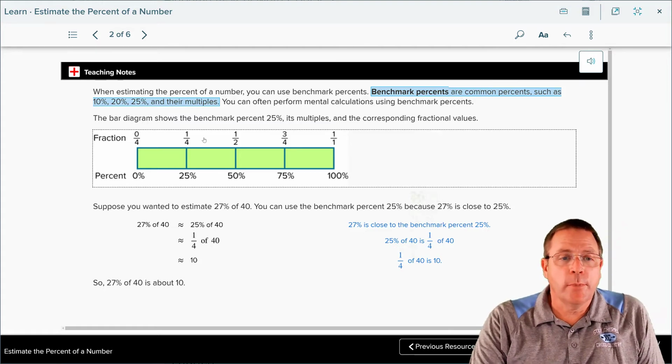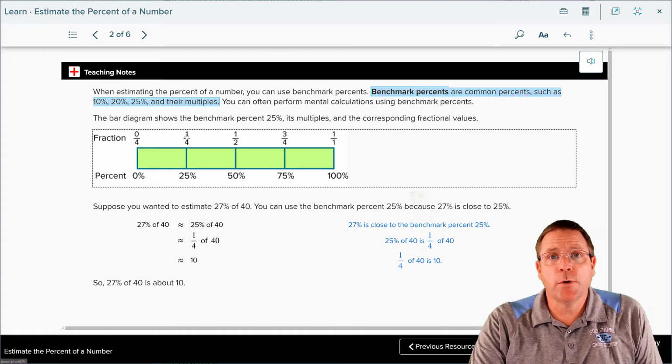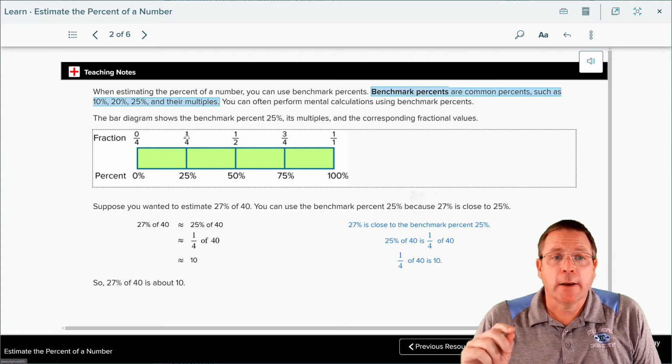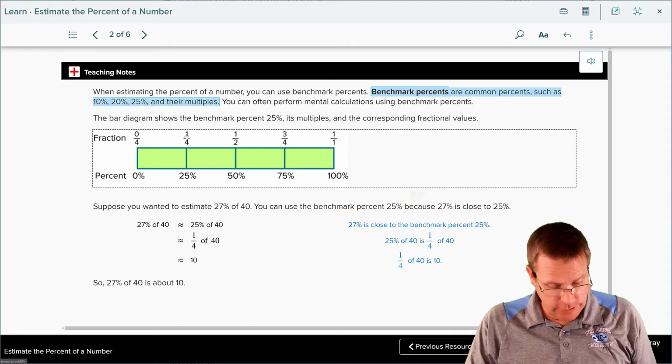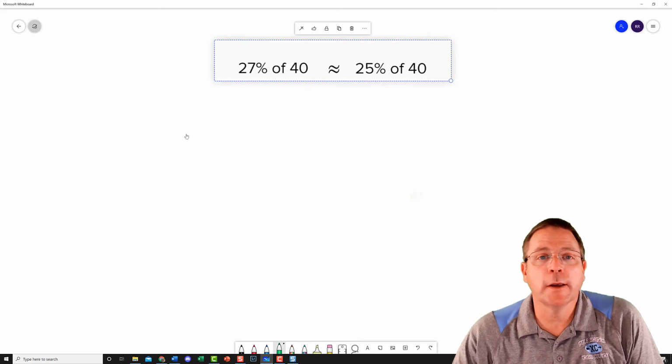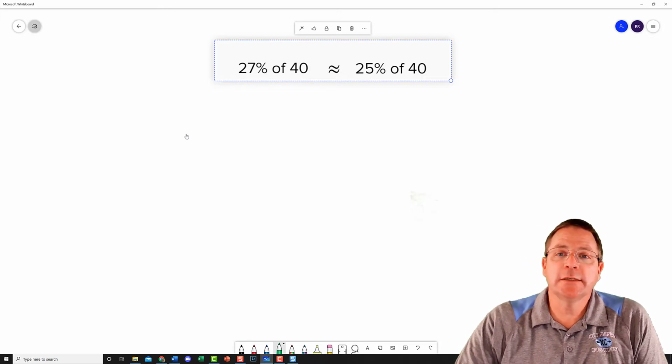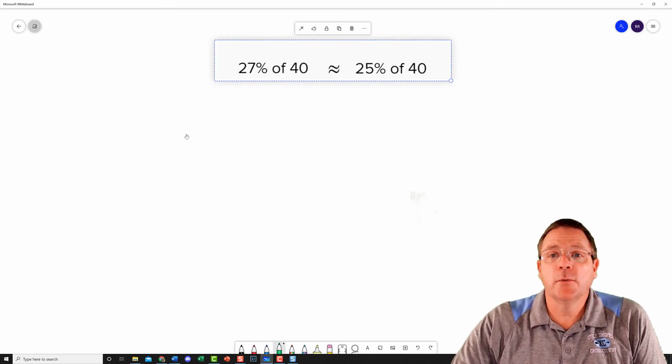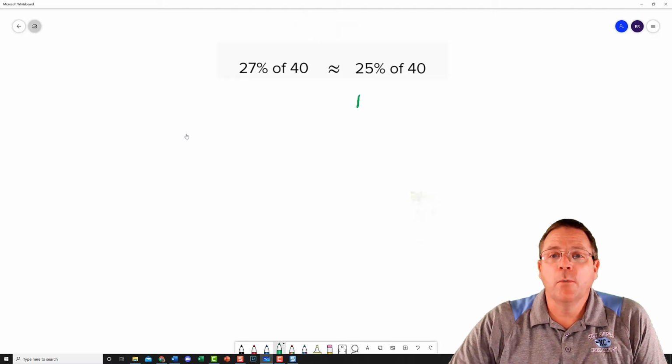Now, if you look at your bar diagram here, you see that 25% as a fraction is 1/4. That's important. And fractions, I will tell you all year long, fractions are your friends. They make doing math so much easier. So let's jump over to where we have our problem written, and we estimated 27% of 40 to be 25% of 40. Well, we know that 25% as a fraction is 1/4.